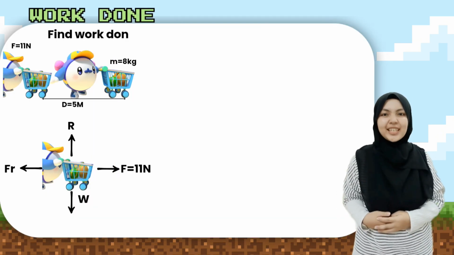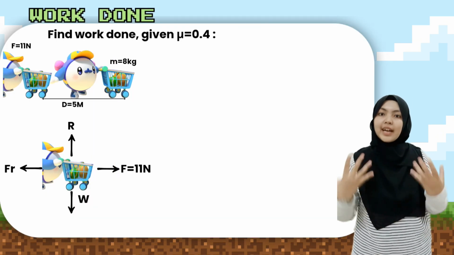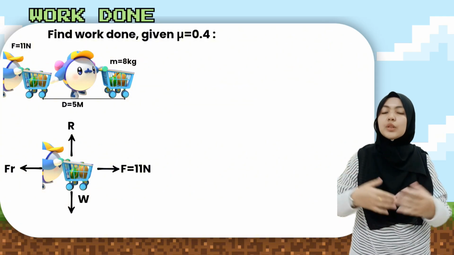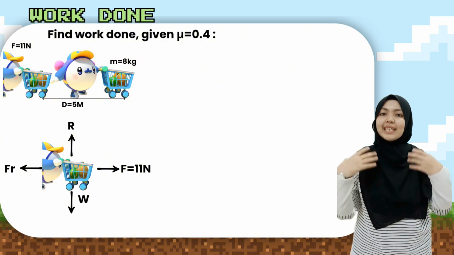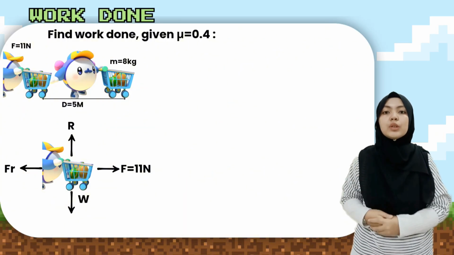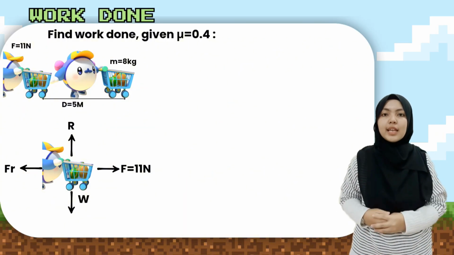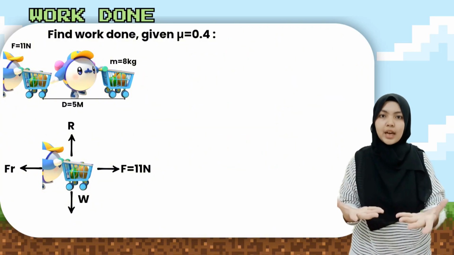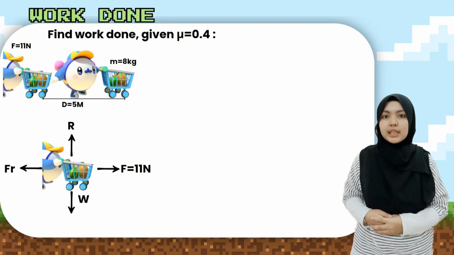Let's calculate work together. The first question is to find work done. Given that the coefficient of friction is equal to 0.4. Let's see the first thing, which is the diagram. It's given that the force is equal to 11 Newton, the mass of the trolley is 8 kg, and the distance is 5 meters. From this diagram, we can create a free body diagram.